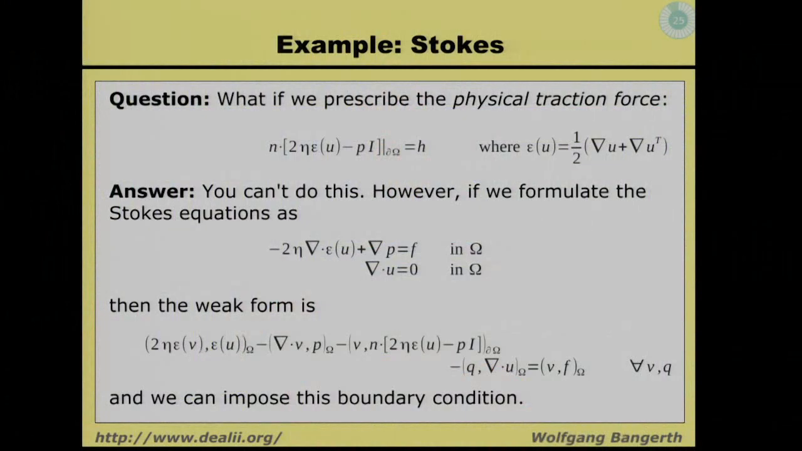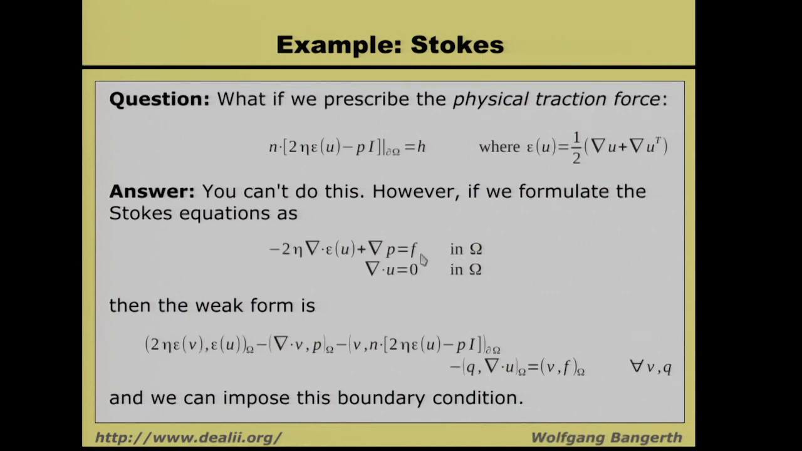Mathematically, I can say, well, let me impose n dot eta grad u minus pi. That is the appropriate boundary condition for this equation. But it's not what the physicist wants to tell me. So what I need to do is reformulate the Stokes equations. Namely, instead of the Laplacian here, I need to have the equation minus 2 eta divergence epsilon of u plus grad p equals f and div u equals 0.